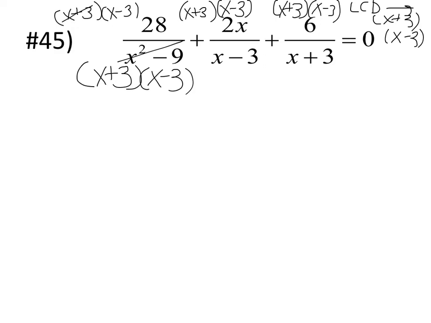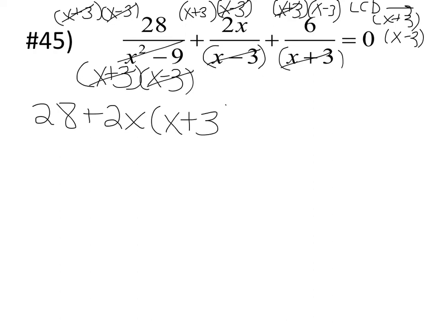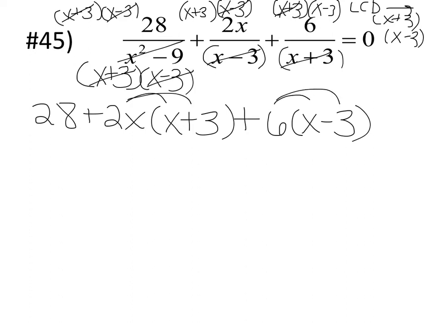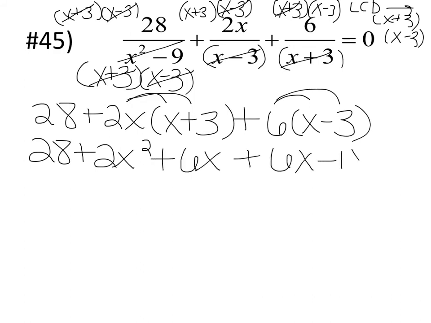Okay, so your x plus 3's cancel, your x minus 3's cancel. I didn't put parentheses around there. Shame on me. The x minus 3's cancel, and your x plus 3's cancel. So you're left with 28 plus 2x times x plus 3 plus 6 times x minus 3. Distribute. So you get 28 plus 2x squared plus 6x plus 6x minus 18.